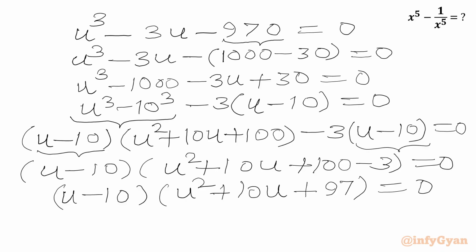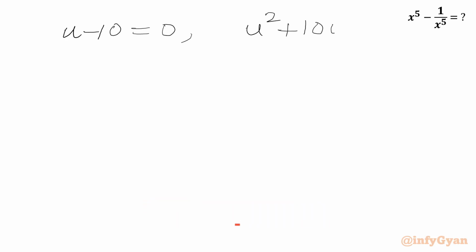Now we will apply the product 0 rule. So we will write two equations: either u minus 10 equal to 0, or this quadratic u square plus 10u plus 97 equal to 0. So from our first equation, we are going to get the real value of u equal to 10.